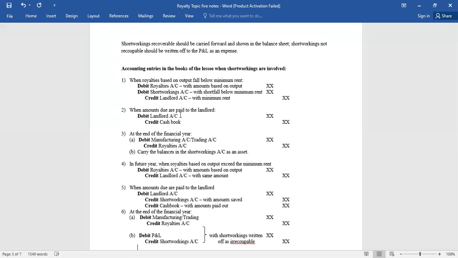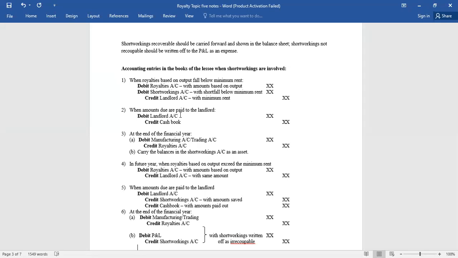We'll be doing this to cure the shortcoming. Then when the amount due are paid to the landlord, now once we get the surplus and we pay, we are going to debit landlord's accounts. We are going to credit our shortcomings account with the amount saved to close it. And of course, you are going again to credit the cash book with the amounts that you are going to pay out. And then the last transaction will be as at the end of the trading period. We are going to debit our manufacturing account and close our royalties account.